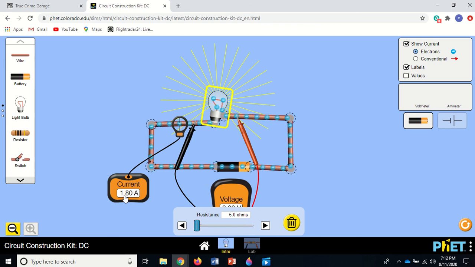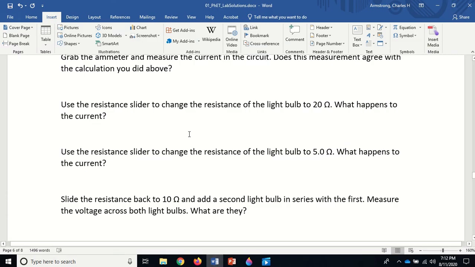Now at 10 ohms it's 0.9 amps. Now at 5 ohms it's 1.8 amps. It's doubled. Okay, so we can answer these questions now.